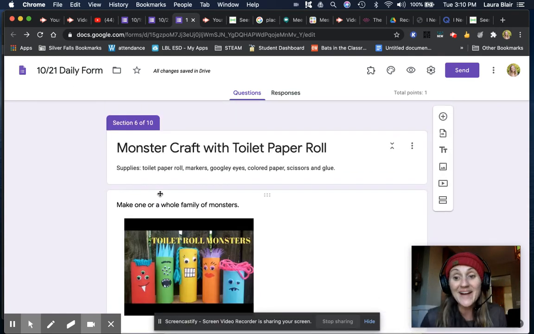Then we have something fun, which is our monster craft with a toilet paper roll.